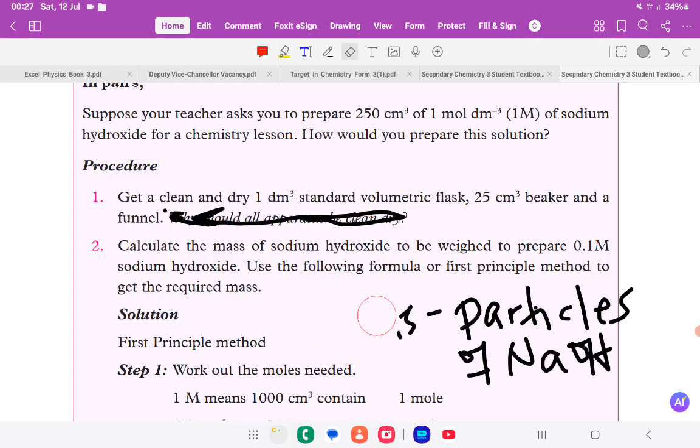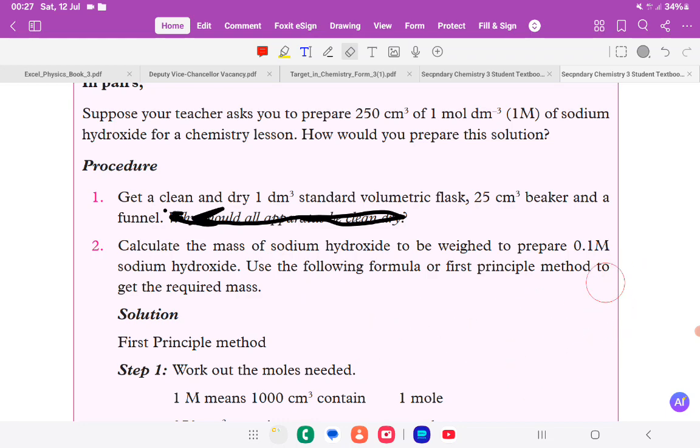So you calculate first, not measure. You have not yet reached the stage when you have to measure. You just do some calculations. You want to know how much sodium hydroxide you will need to weigh to make a 1 molar solution. This should be 1 molar, not 0.1, because that's not what we are preparing. We are preparing 1 molar.